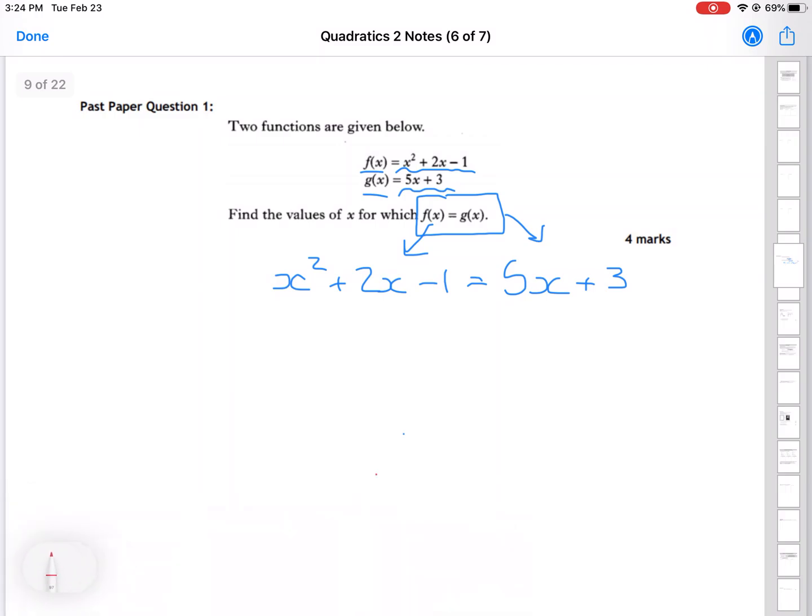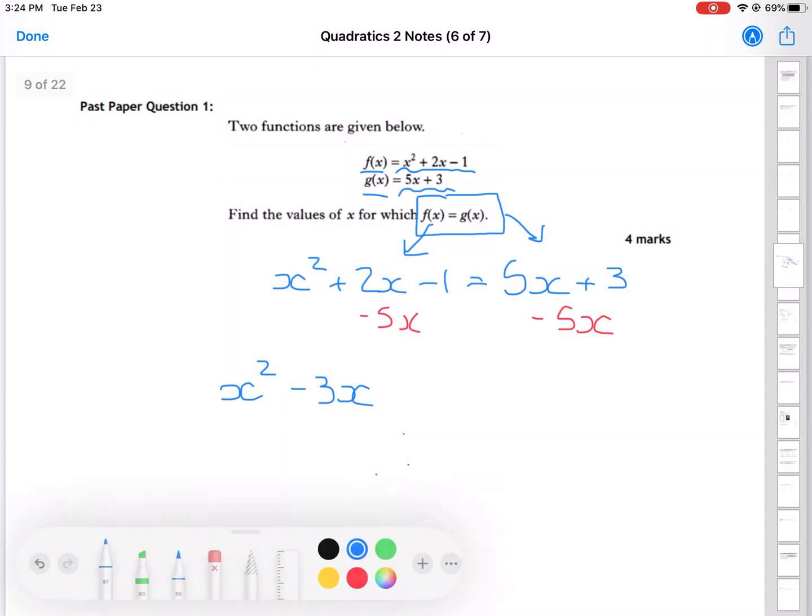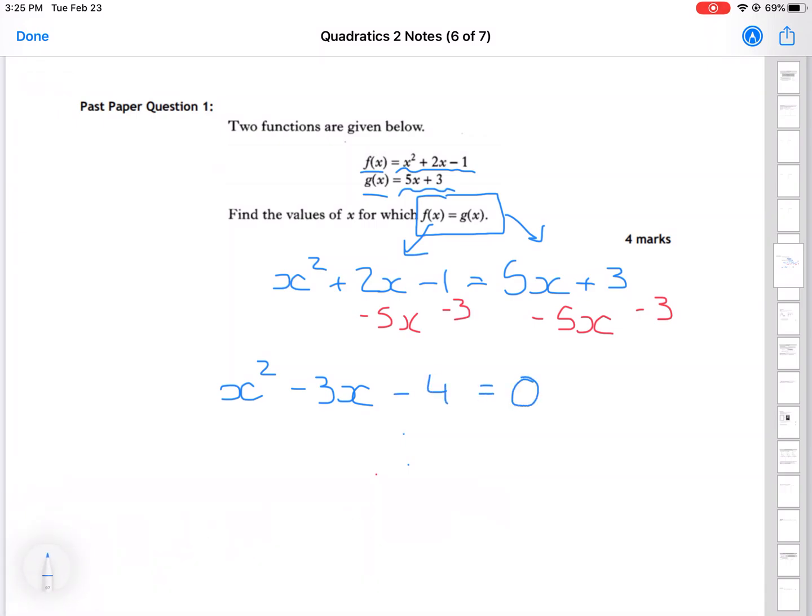Now what I need to do is rearrange so that I've got 0 on the right hand side. So take away 5x from both sides. This is where you've got to really know your algebra terms. So x's can only be taken away from actual x's, not x squared. 2x take away 5x is minus 3x. I'm also in the same motion going to take away 3 as well. So take away 3 from that minus 1, and that will give me minus 4, and that's all equal to 0.